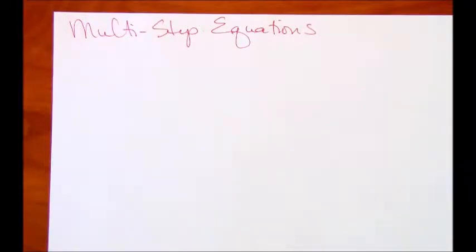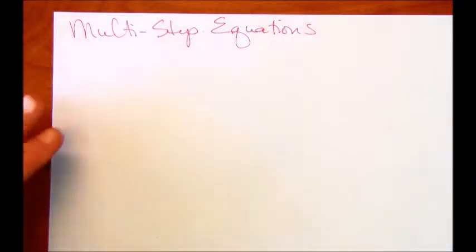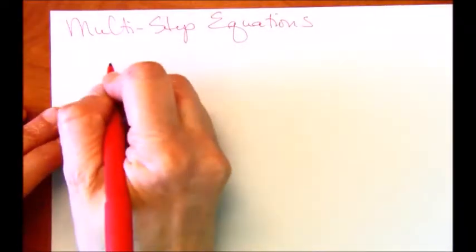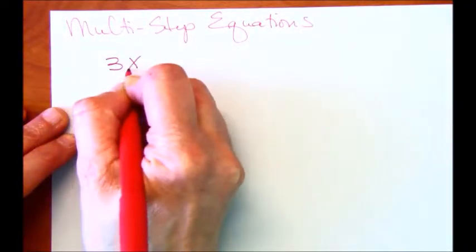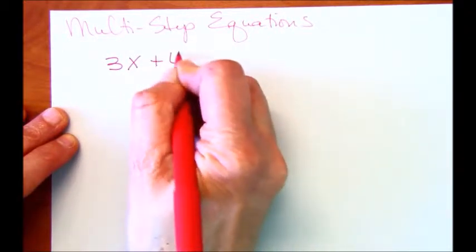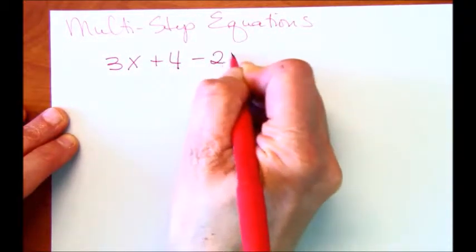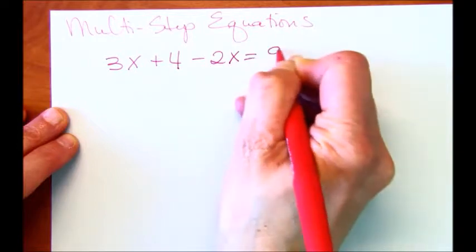Now let's look at some multi-step equations. Basically, we're going to continue solving for an unknown variable, but in these types of problems, we'll be doing a few things. Let's go ahead and start with some examples. First, we'll have 3x plus 4 minus 2x equals 9.